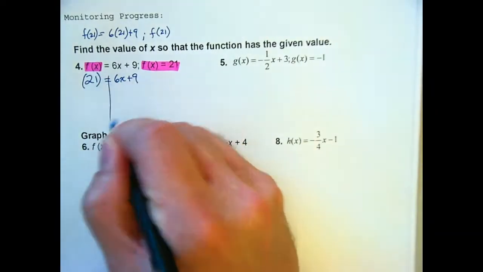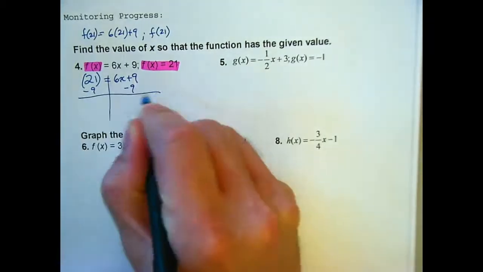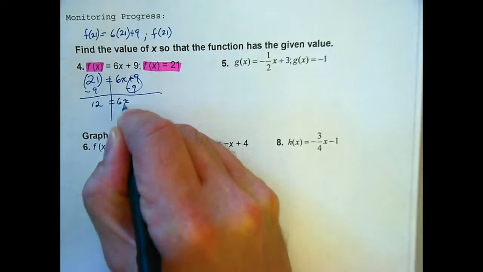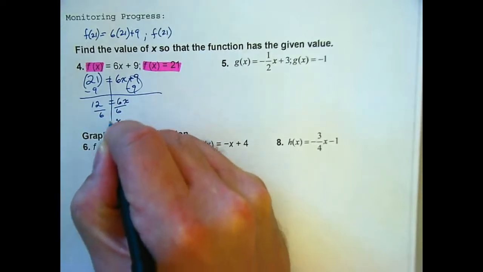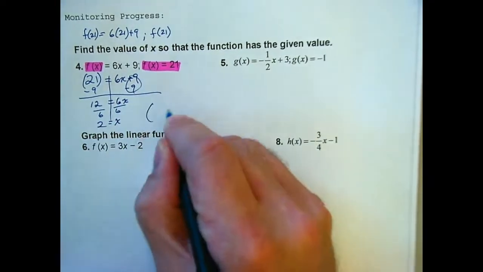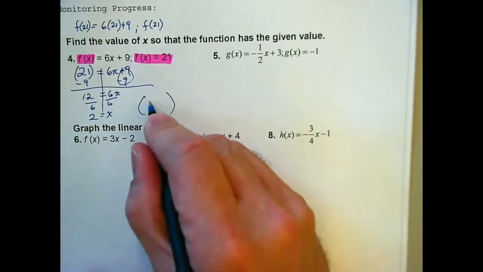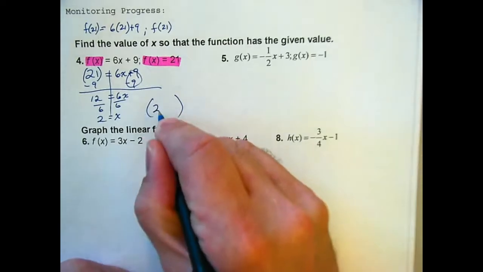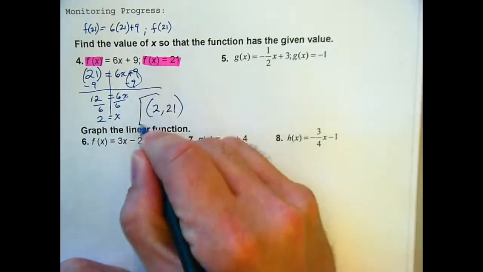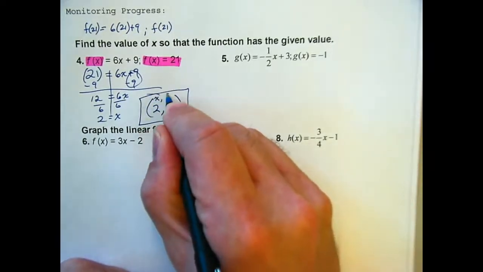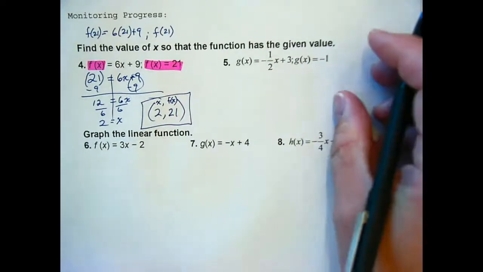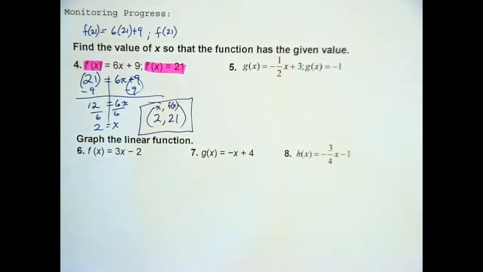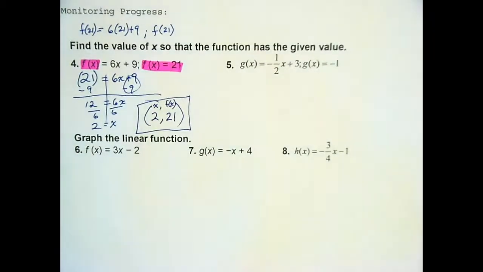So I subtract 9. I get 12. Divide by 6. My x is 2. So what's your ordered pair? 2, 21. Why is it 2, 21? x, and then f of x. Okay. I thought it was input, output, though. Like so. Okay, try number 5.